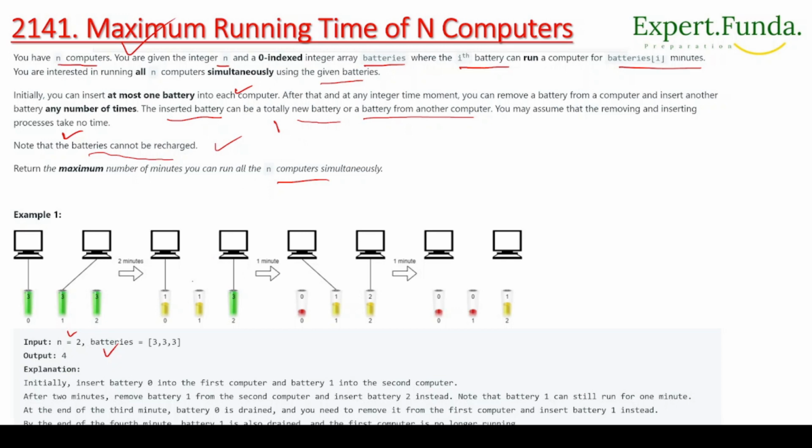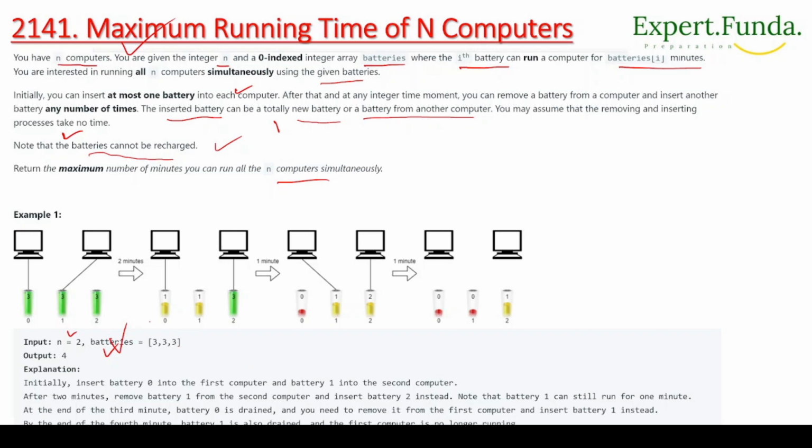These are the computers we have been given, as you can see in the figure, and these are the batteries we have been given: 0, 1, 2. So n equal to 2 means we have 2 computers, but we have been given 3 batteries, each with 3 minutes, as you can see in example 1 here.